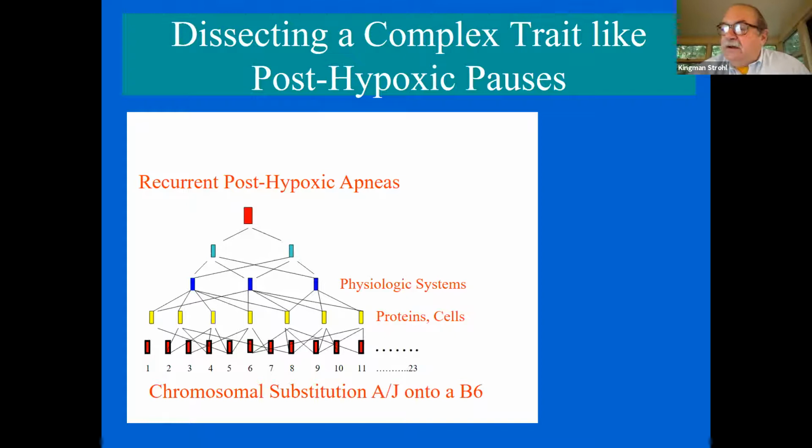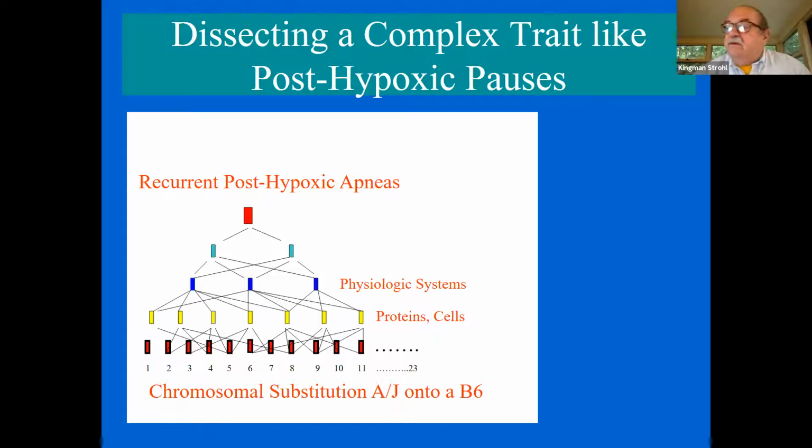And so if you took each of these strains and you looked for the presence of recurrent post-hypoxic apneas, you could say, well, maybe this gene is important, this chromosome is important. So it's sort of like 20 questions, right? Is it on this chromosome or is it on that chromosome? You don't have to worry about what gene it is, but you would say what chromosome. So that was the advantage of that particular approach.